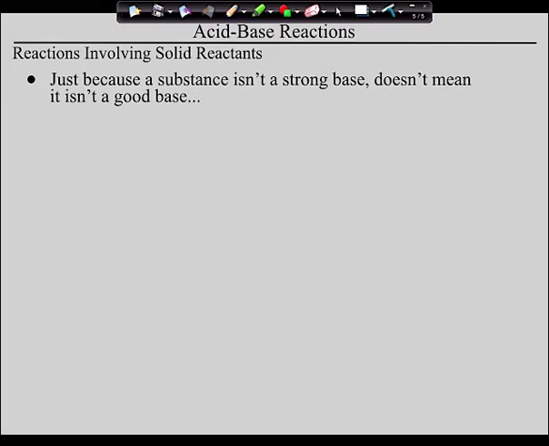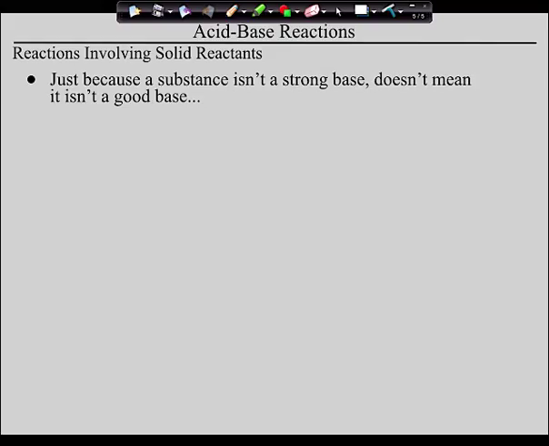You ready? This is deep. Write it down. This could blow your mind. You ready? Just because a substance is not a strong base doesn't mean it's not a good base. Guys, some of the most effective bases that we know of are not strong bases. What? Some of the most effective bases that we know of are not strong bases.